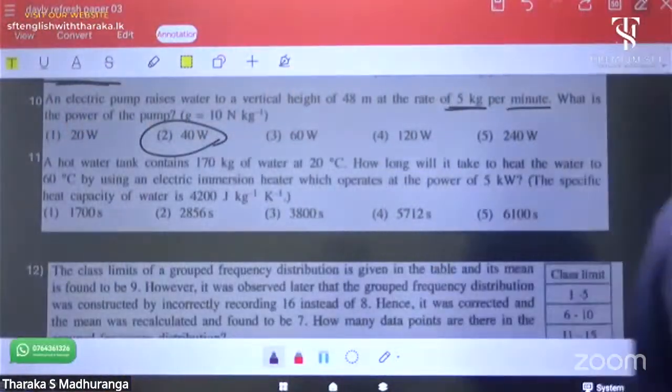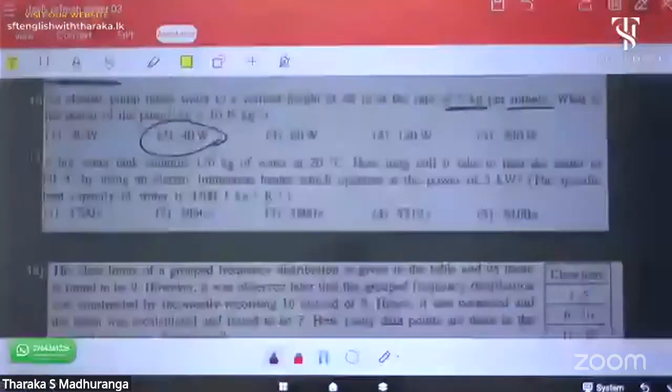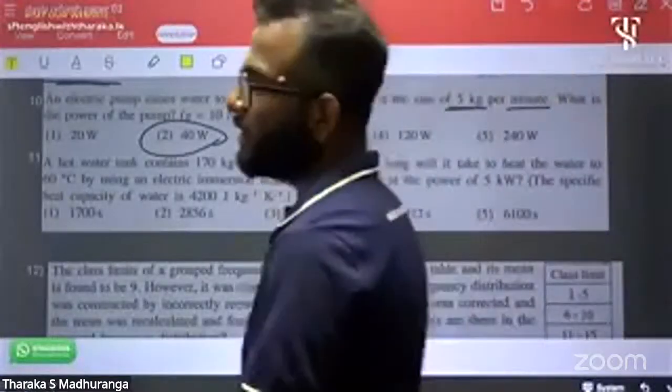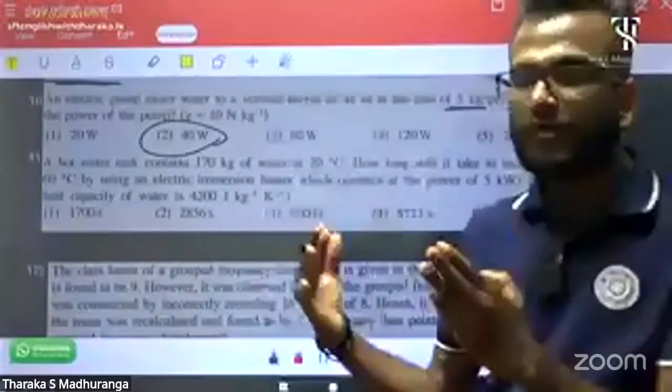40 watt. First I got the work done within 1 minute. The amount of work divided by time in seconds. 1 minute means 60 seconds. Divided by 60. That's the power. Understood?